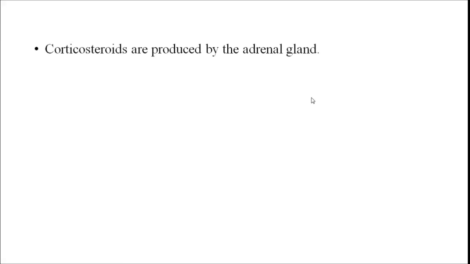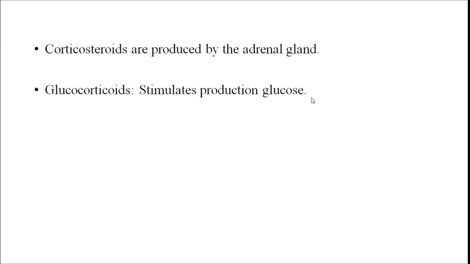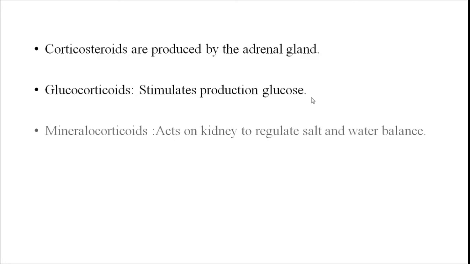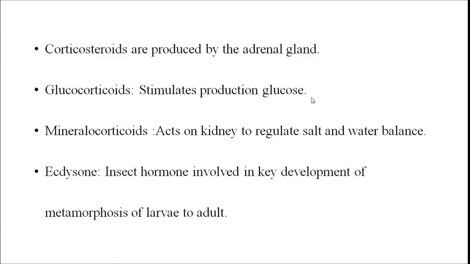For example, corticosteroid is mainly produced by the adrenal gland. Glucocorticoids help in stimulation of the production of glucose. Mineralocorticoids act on the kidney, and their main function is to regulate salt and water balance. The next steroid hormone is ecdysone, an insect hormone, and it plays a key role in the development, the metamorphosis of larvae to adult.